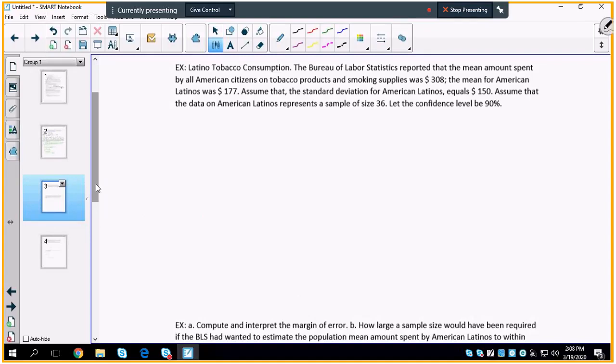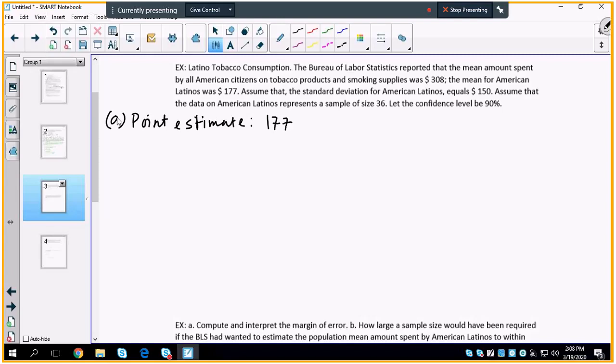So what is the information? So first, I will say point estimate. Point estimate is the mean amount spent by American Latinos for the sample. So I will say point estimate is $177.